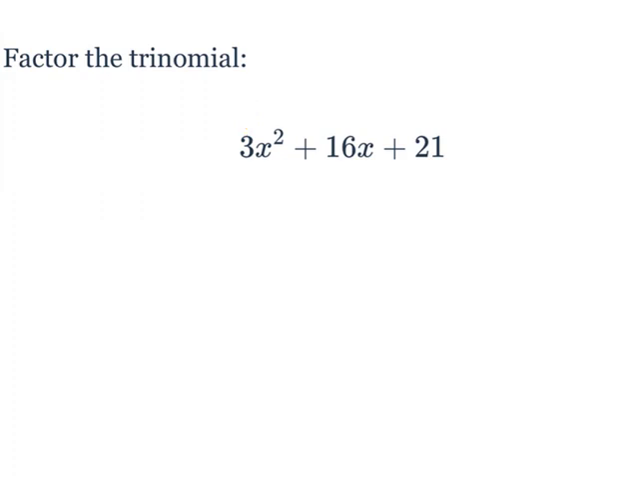Just like the box method, if you've seen that, when we have a leading coefficient, we're going to multiply that leading coefficient times the constant value. These need to be in standard form when we do this, but we are going to multiply 3 times 21, and 3 times 21 is 63. That is the number we are going to try to factor, to see which factors of 63 can result in 16. I'm also going to show you another little trick.